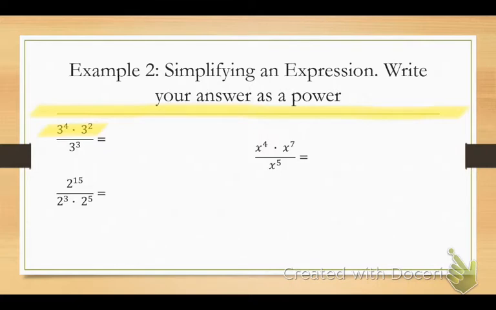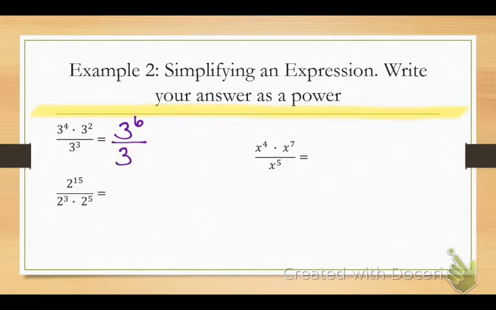Add, because it's multiplication. That multiplication tells me I add my exponents. So this part, I'm not going to make you show that step, okay? What is 4 plus 2? Can we do that in our head? 4 plus 2 is 6. So 3 to the 6th power. Everybody understand how we got 3 to the 6th?